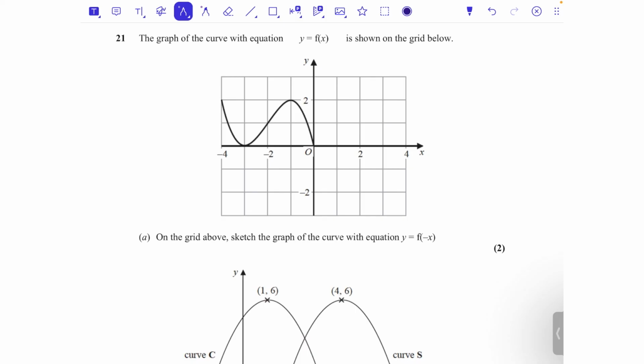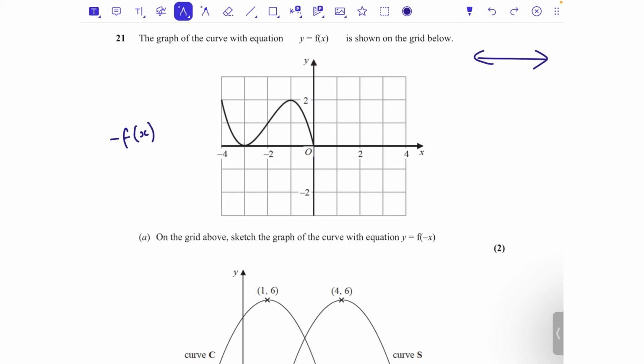Question number 21. The graph of the curve with equation y equals f of x is shown on the grid below. On the grid above, sketch the graph with the curve of equation f of minus x. Now, anything inside the brackets changes the x direction, left and right. Minus is just a reflection. So if I gave you minus f of x, because that's outside the bracket, that would reflect it down here, like that. But because it's f of minus x and that reflection is inside the bracket, it's going to reflect across the y-axis, and that change is going to be from left to right.